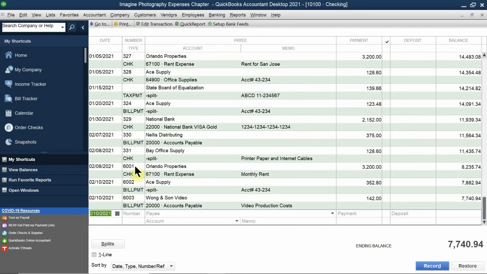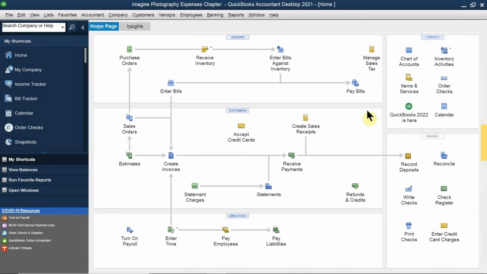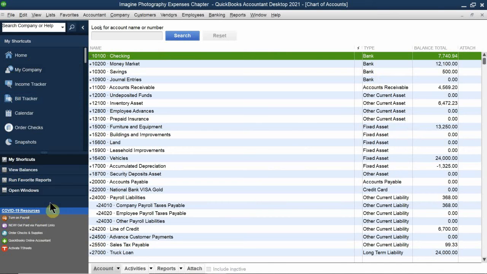Right? I wrote it on check number 6001. The next one was 6002, a bill payment to A Supply, and 6003 was another bill payment to Wong and Son. Okay, so it made it specific because I used bill payment to pay for these bills that I had. Okay. So then let's go ahead and check out that accounts payable account like I mentioned before, right?